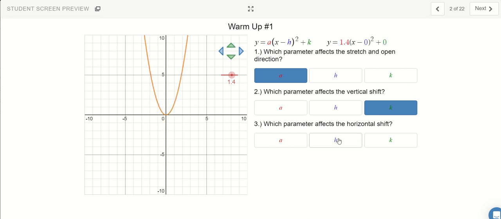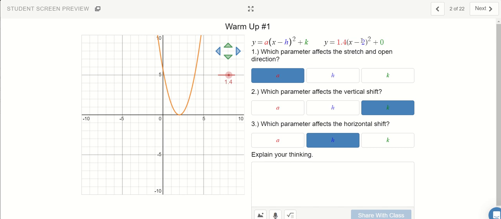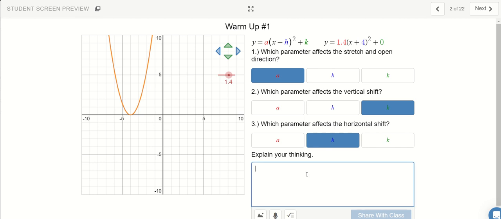And the parameter that affects the horizontal shift, that's going to be H, the blue letter. So here, the blue letter has kind of inverted controls. If I want to move to the right, I'm going to subtract. Right? And if I want to move to the left, I'm going to add. So it kind of works backwards. Normally when you think of right, you think of positive, but we're going to subtract to move right, and we're going to add to move left. So again, for the horizontal shift, it is backwards. Right is subtract, and left is add.